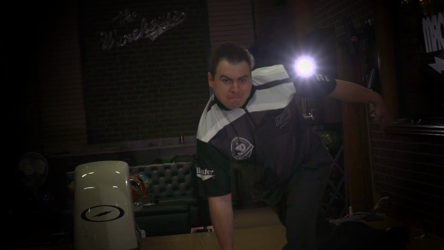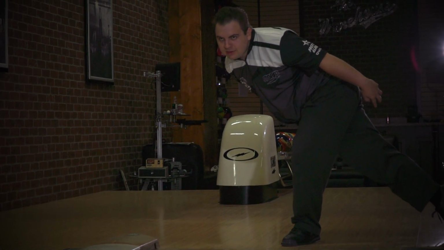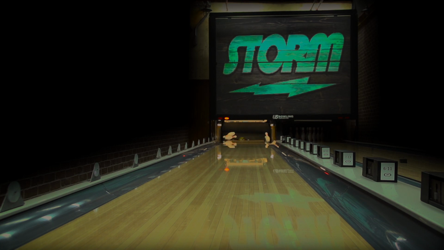From the foul line to the head pin, there are 60 feet. And those 60 feet are incredibly important to us because that's where every bit of the magic happens. That's where the ball, the chemistry, the weight block, the physics, everything occurs. And that's why it's absolutely imperative to us at Storm to get the most data possible so we can make the best balls on Earth.